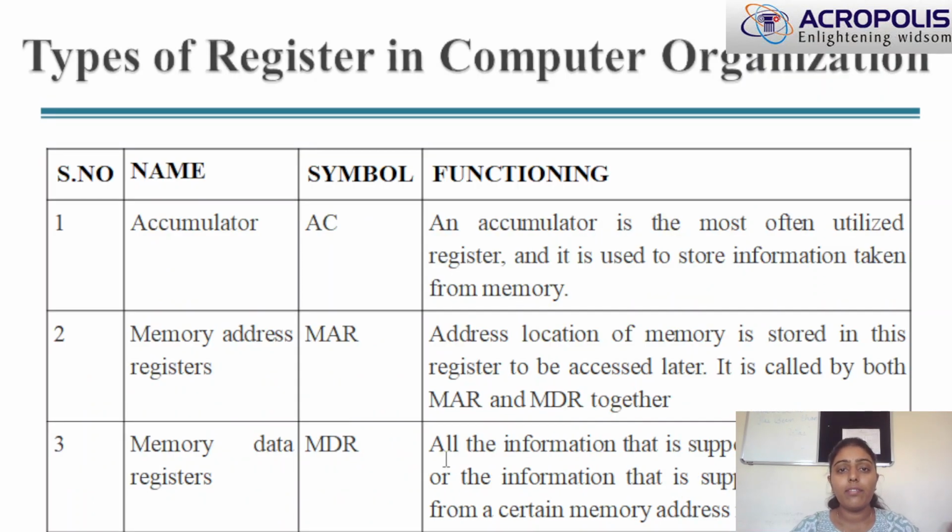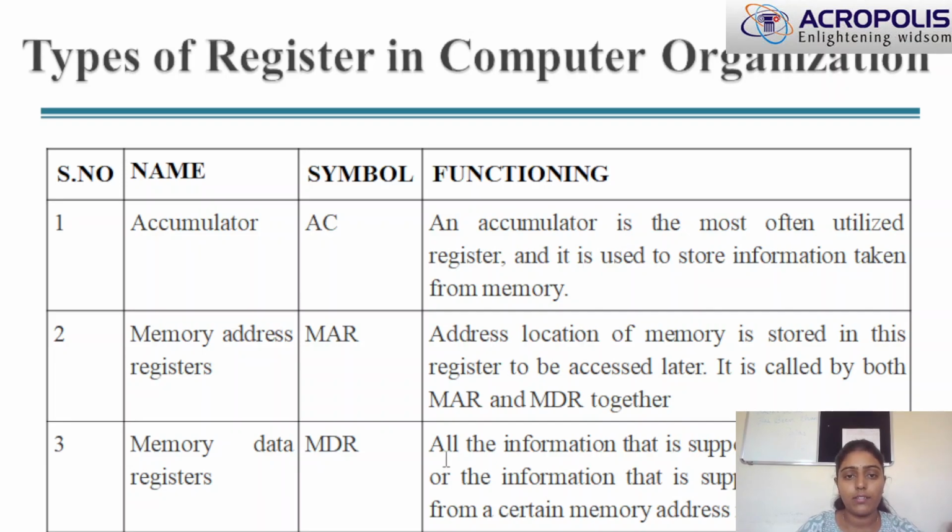Now we have many types of registers in computer organization. Some types of registers are shown on your screen, the name of the register, the symbol by which we can indicate the register, and the functioning of that register. So the first register is the accumulator, which we represent by AC. The accumulator is the most often utilized register, and it is used to store information taken from memory.